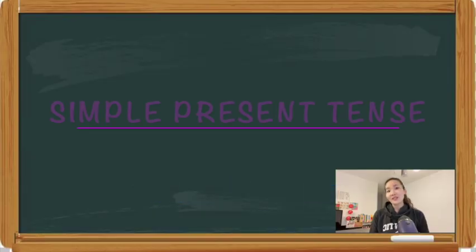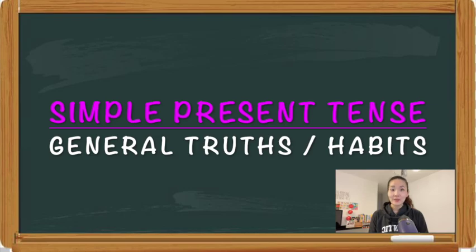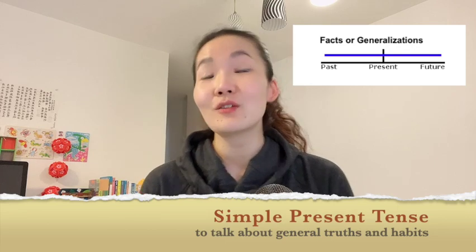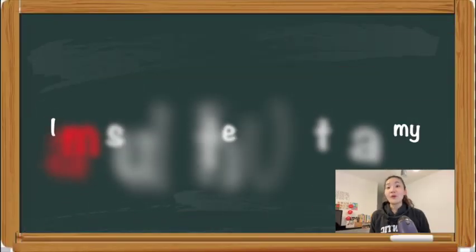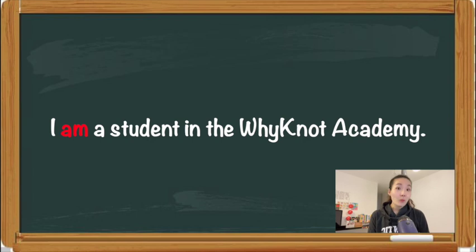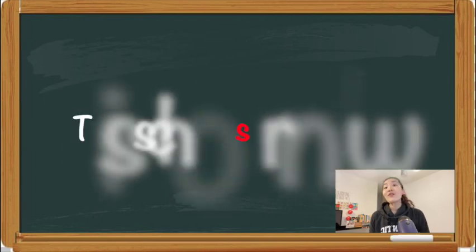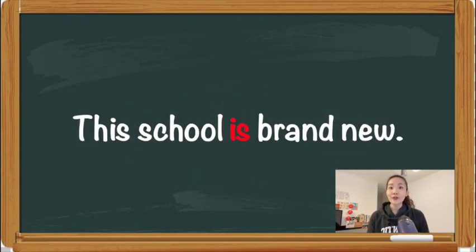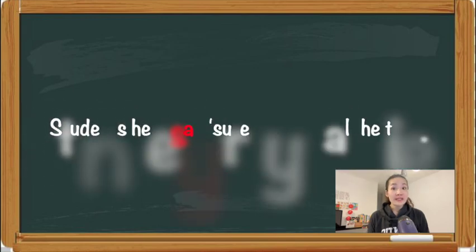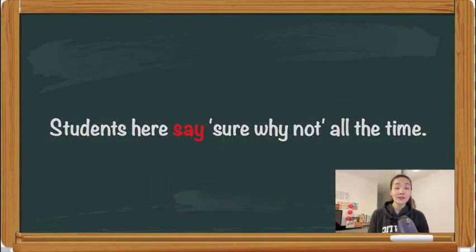We use simple present tense to talk about general truths and habits. Caden is a student at the Why Not Academy. It's a general truth. That's why he used simple present tense when he talks about the school. For example, I am a student in the Why Not Academy. This school is brand new. Students here say, sure, why not, all the time.